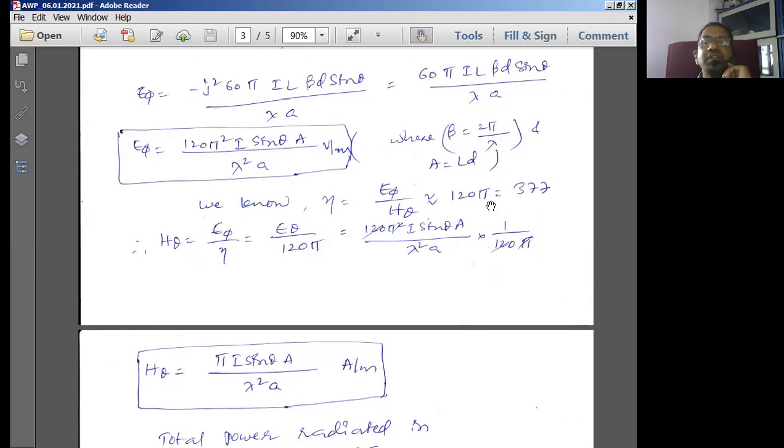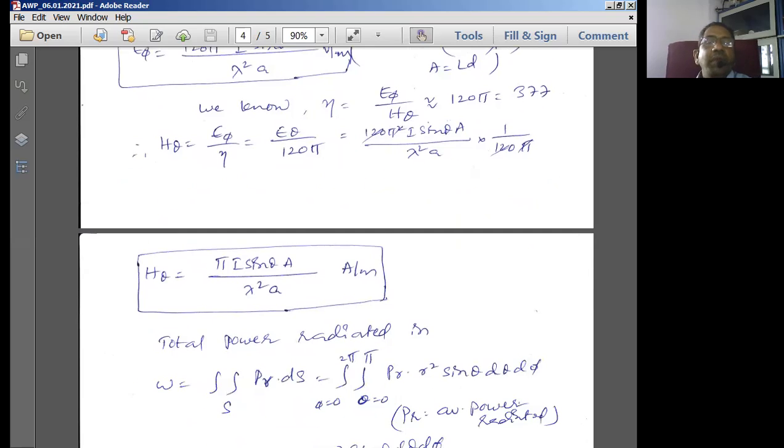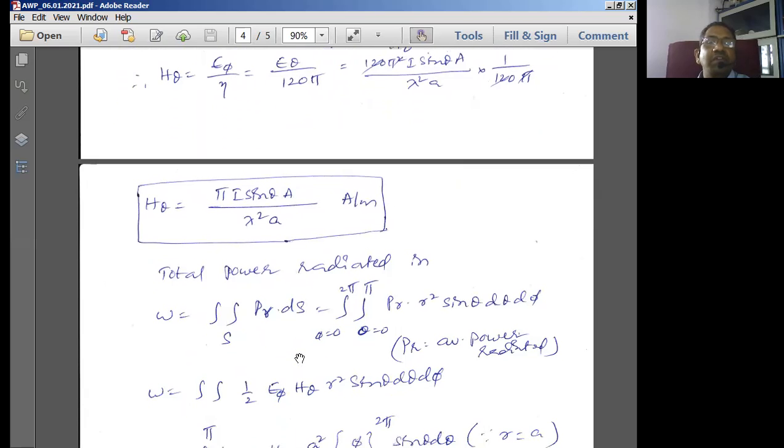Right, from the transmission line theory, we can write using EMTL concepts. Replacing eta with 120 pi, E phi by 120 pi, and finally I'll be getting H theta is equal to pi I sine theta A by lambda square r. Now the magnetic field is normally represented in terms of amperes per meter.